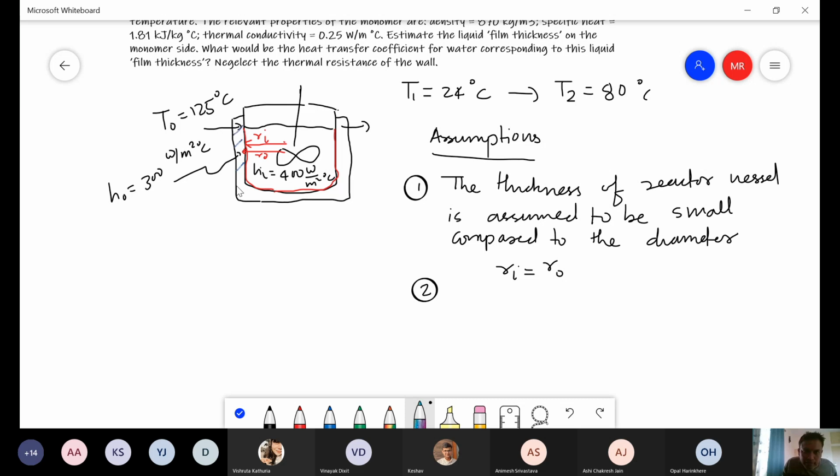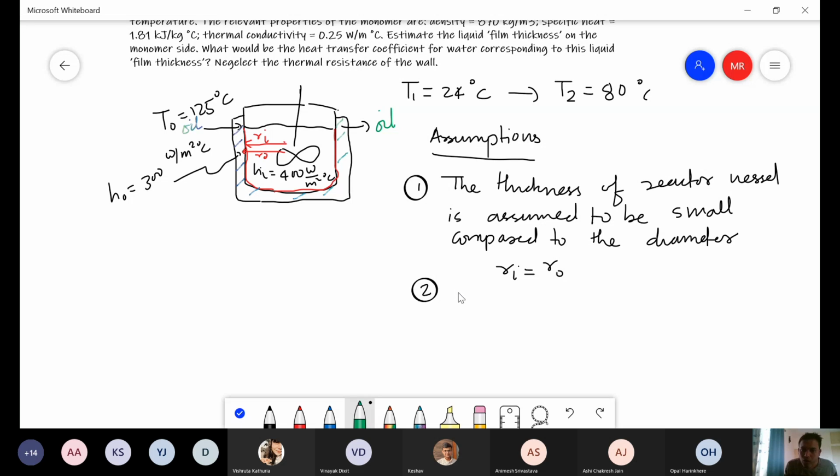This is the jacket in which oil is flowing, isn't it? So oil is flowing here. Correct? So this is oil out. Again, what has been given is that the flow rate of the oil is sufficiently high. So because of that, even though heat transfer is taking place, the temperature T naught is going to remain the same at 125, isn't it? That is what has been given in the problem statement itself.